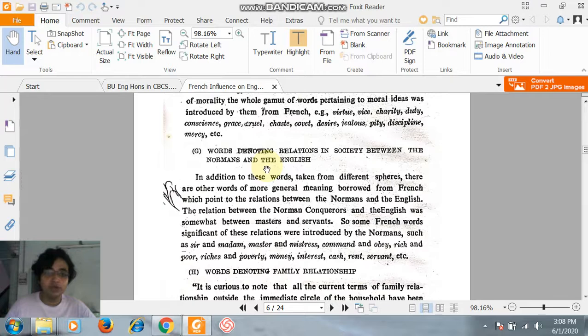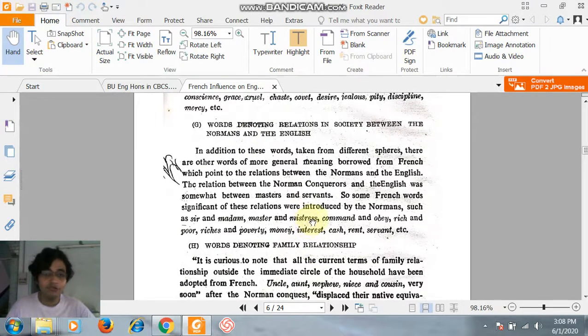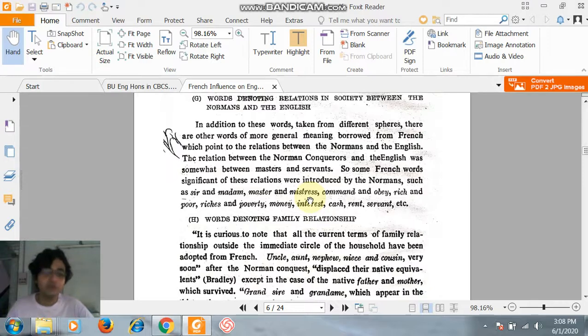Now, let us have a look at the words denoting relations in society between the Normans and the English. In addition to these words taken from different spheres, there are also other words of more general meaning borrowed from the French, which point to the relations between the Normans and the English. The relation between the Norman conquerors and the English was somewhat between masters and servants. So some French words significant of these relations were introduced by the Normans. Words like madam, master, mistress, command, obey, rich, poor, riches, poverty, money, cash, rent, servant. All these words have been introduced by the French people.